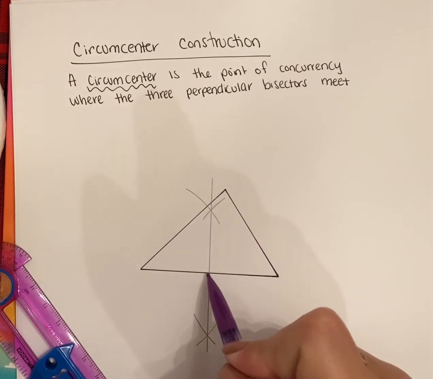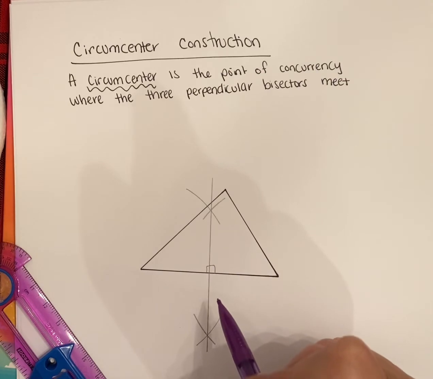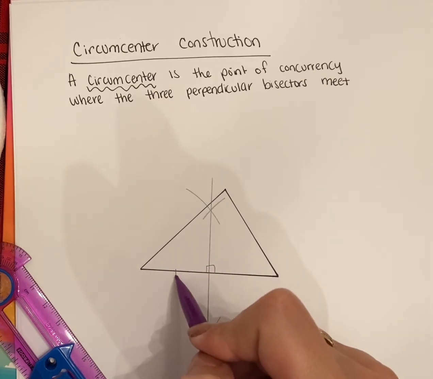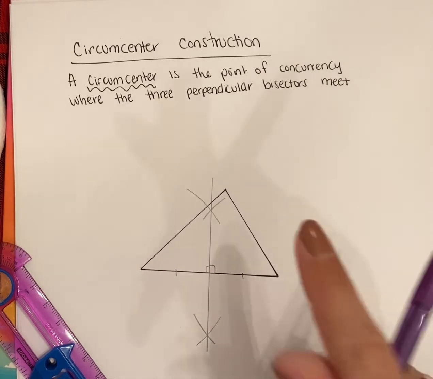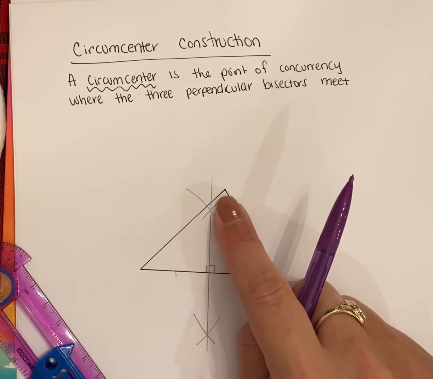Perpendicular bisector creates a 90-degree angle, telling me that this segment is congruent to this segment. It is not an altitude. It is not coming from the vertex.